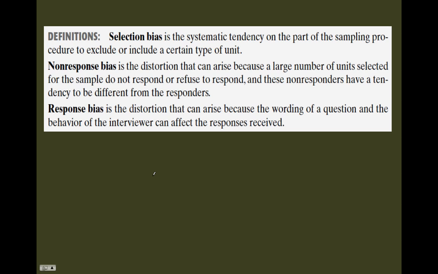Response bias is the distortion that can arise because the wording of a question and the behavior of the interviewer can affect the responses received. So let me talk a little bit about these different types of biases. Now, bias is really a problem in statistics. Bias is something that can have a profound effect on our results.